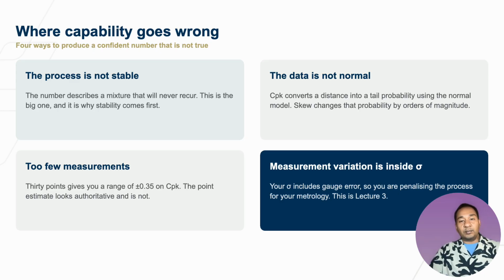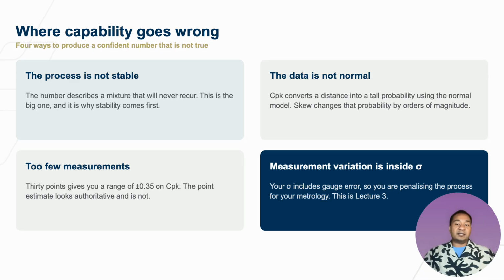The data is not normal. CPK converts distance to the tail probability using the normal model. Skew changes that probability by orders of magnitude, and it changes it most in the tail, which is the entire quantity of interest. Too few measurements: 30 points gives you a range of approximately plus or minus 0.35. The point estimate looks authoritative and it's not.